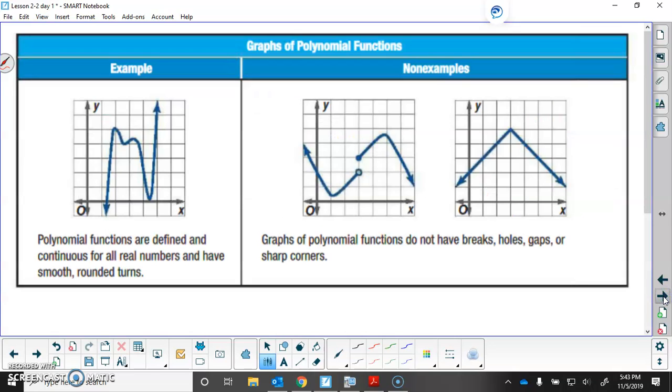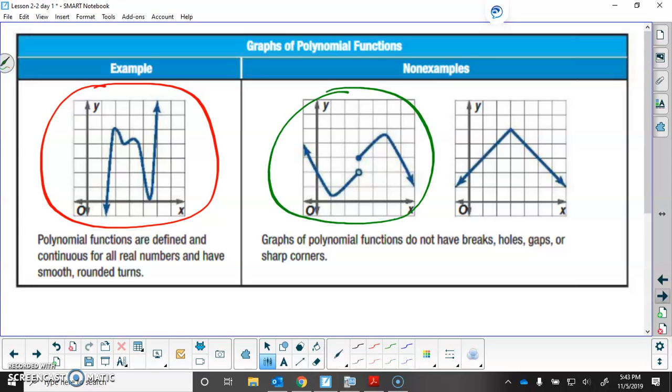Now, if you look at this picture on the left, this is an example of a polynomial function. Polynomials are always continuous functions, and they never have any sharp edges to them. They're always rounded and continuous. The example here in the middle would not be a polynomial because it's broken apart. And the example on the right would not be a polynomial because it's got a sharp corner to it.